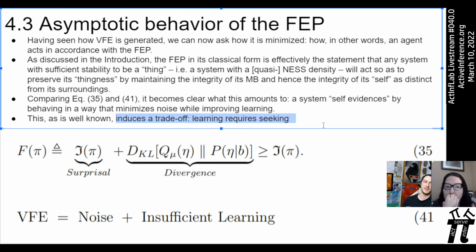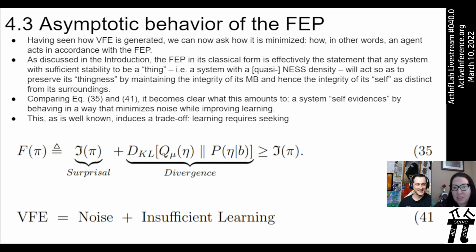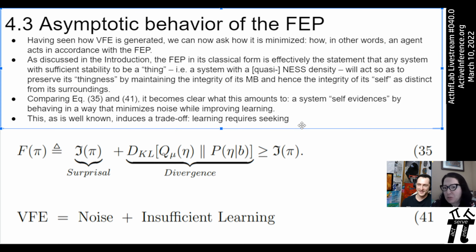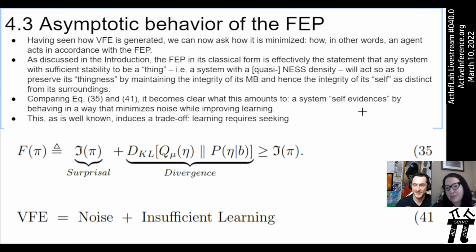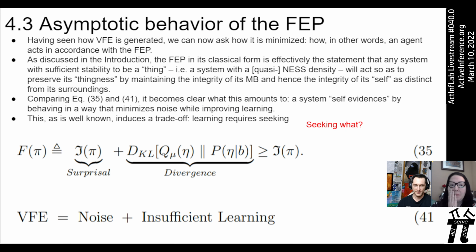Learning requires seeking. How do we get there? Well, that goes back to the context switching. If you're always in the same context, like always listening to the same music, you're never going to learn any new music that someone else might know. So you have to change your context, maybe take someone else's perspective. But seeking what? We'll get there.